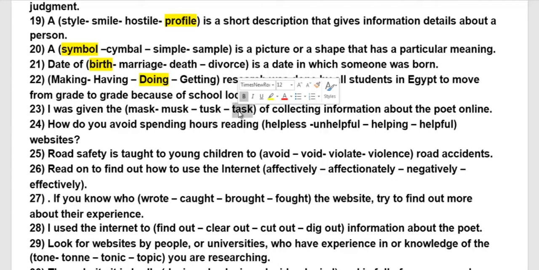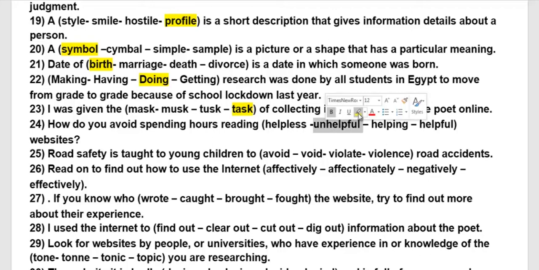Task, with the meaning of task, is the correct answer. Task: a piece of work to be done. My task was to take care of the gate. My task, my job. How do you avoid spending hours reading unhelpful websites, useless websites?